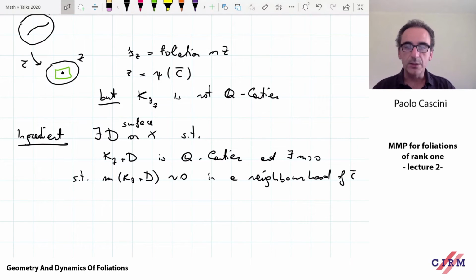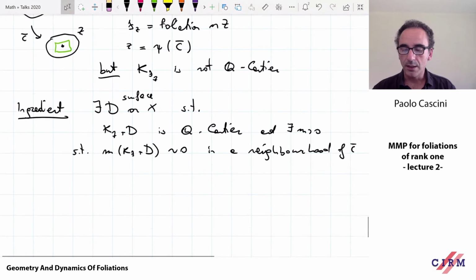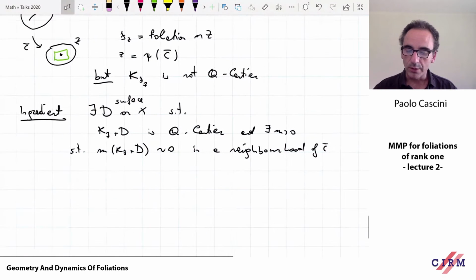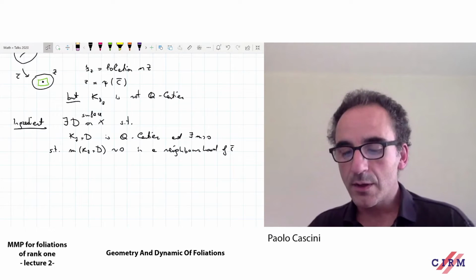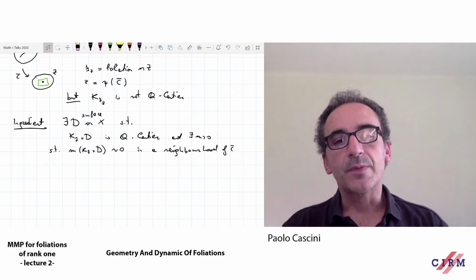The problem is that it's not enough to show it to be true on the curve C. We want to show it in a neighborhood of C bar. And so this requires a bit of work. But what is the advantage of doing this? The advantage of doing this is that now this pair descends to Z.